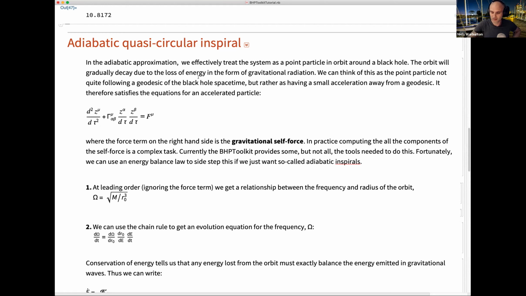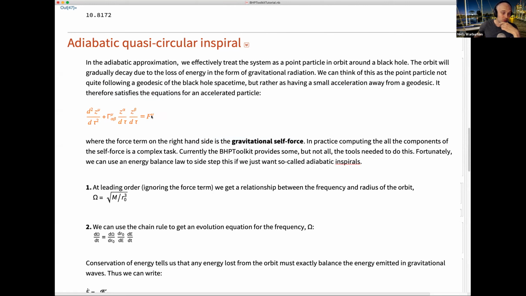One way to picture what's going on, it's not the only way, but it can be a useful way, is to think of the point particle as following not quite a geodesic, but in a very small mass ratio sense, small epsilon, it's very close to a geodesic, slightly perturbed away from it by some small acceleration away from geodesic motion that we call the self force. Therefore the equations for the small secondary obey the geodesic equation with some forcing term on the right hand side, known as the gravitational self force.